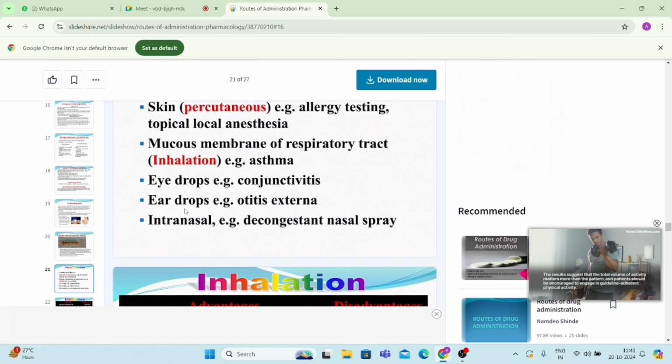Next, eye drops, ear drops and intranasal. Intranasal in the sense, already you know, like we'll be getting the Otrivin nasal drops and all.